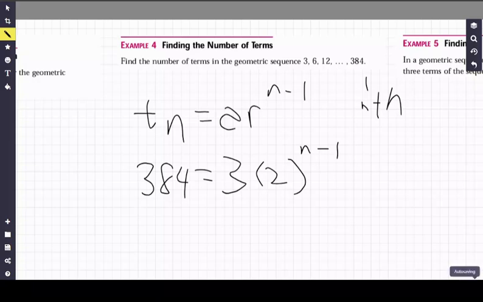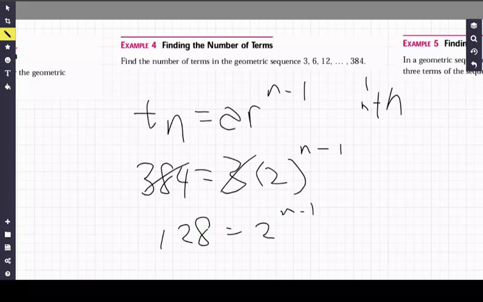So now you get this very awesome equation that kind of lets you isolate for this exponent. So what do we do to isolate? We first divide by 3. So 384 divided by 3, that's 128. 128 equals 2 to the n minus 1.